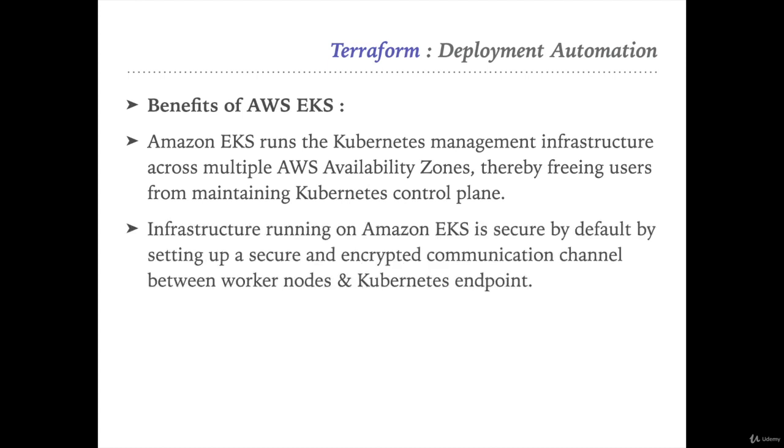Infrastructure running on Amazon EKS is secure by default, by setting up a secure and encrypted communication channel between the worker nodes and the Kubernetes endpoint. Kubernetes works with master and worker processes, right? You have the master node and multiple worker nodes. The communication between the master node and the worker nodes is done through the Kubernetes VPC, which is already a secured cloud network. So AWS provides secure infrastructure for Kubernetes, providing secure and encrypted data flow between the master and the worker nodes.